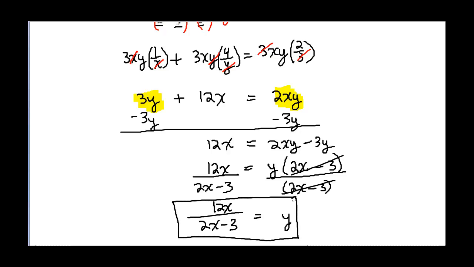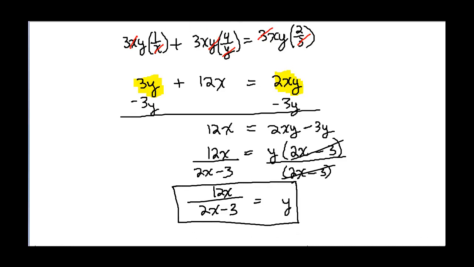Note, with literal equations, I'm always going to have a variable in my answer, since I have more than one variable and I'm only solving for one of them. All right, and this concludes our video on how to solve rational equations.